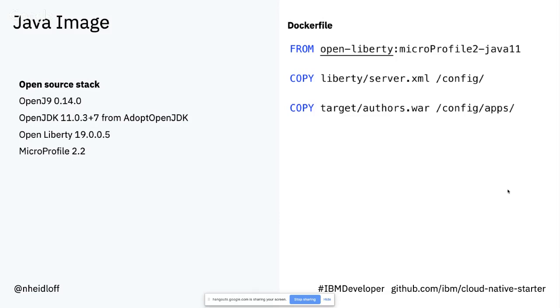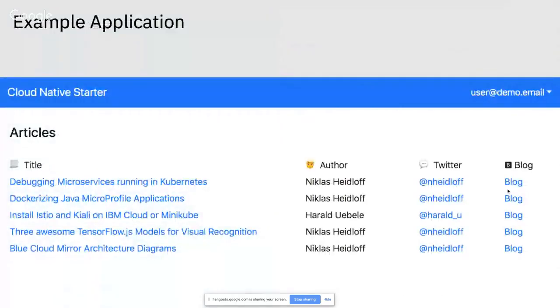This first image that I extend here, OpenLiberty, that's the one that contains the complete stack that I just described. So all I need to do is to say here FROM OpenLiberty, and I'm done. And the other 2 files I need to copy onto the image are server.xml, that's just a little server configuration, and then the WAR file, which contains the implementation of the actual microservice. So that's step number 1.